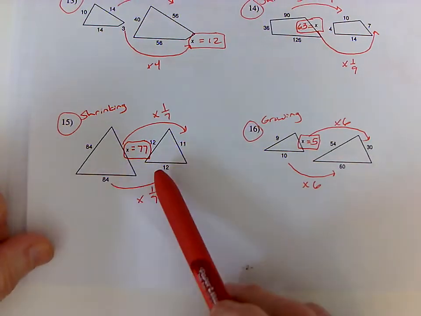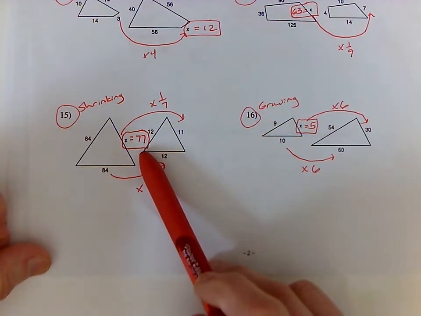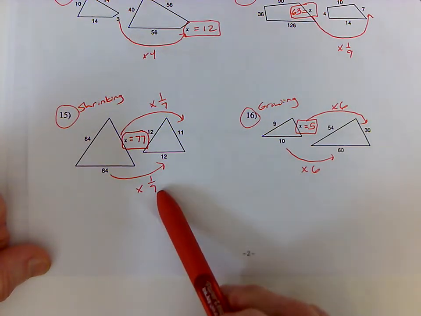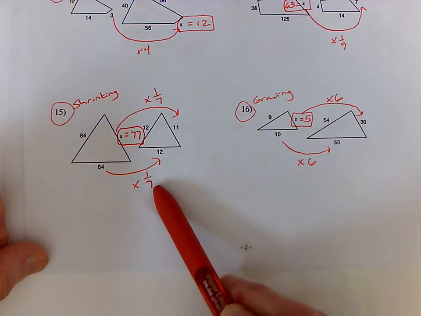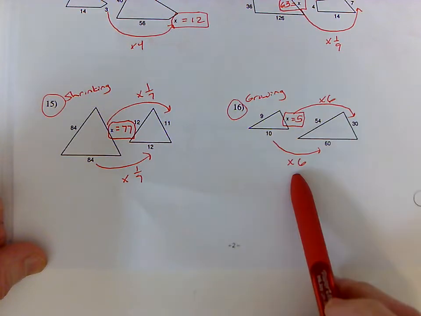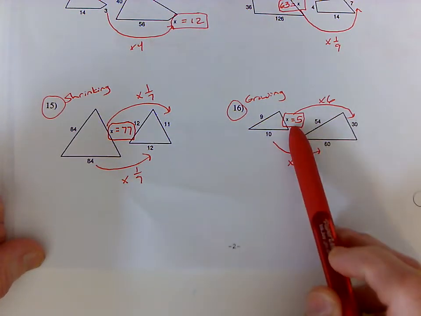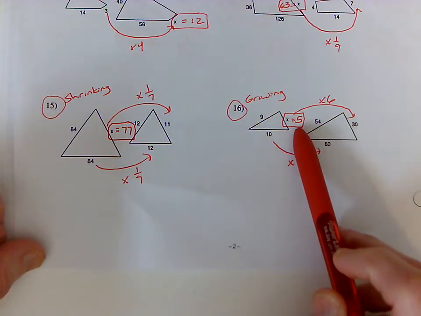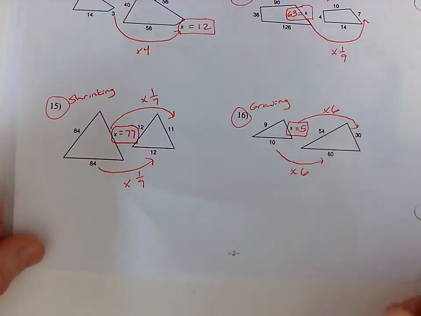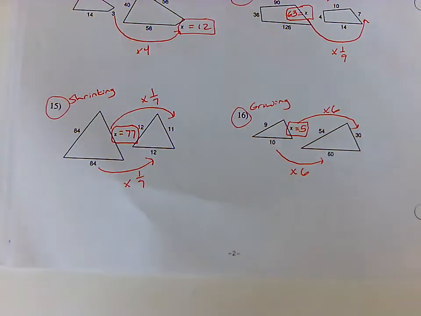15, you should have x equals 77 because this is dividing by 7 from 84 to 12. So it's times 1/7 as a scale factor. And number 16, this is growing in size. So from 10 to 60, you're multiplying by 6, which means here for x, it should be 5 because 5 times 6 is 30. All right. At any point in time, I didn't say this, but you could have paused, you could have gone back, to write your answers and help understand at any point in time during this lesson.